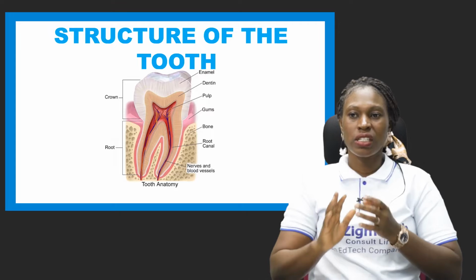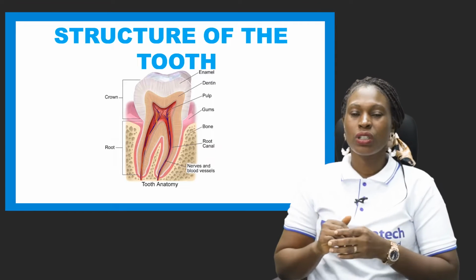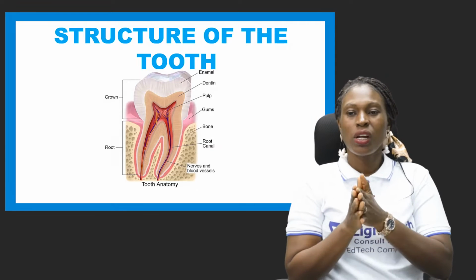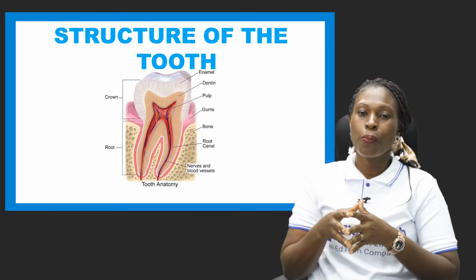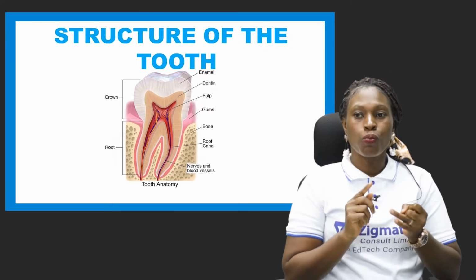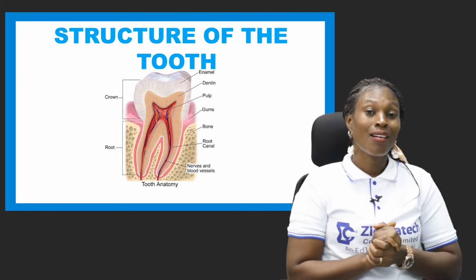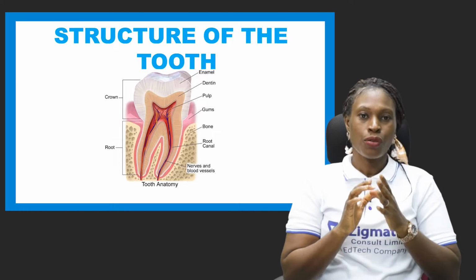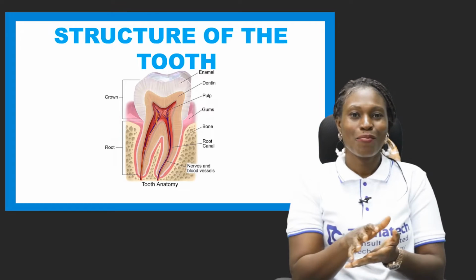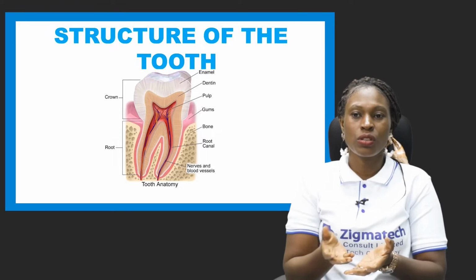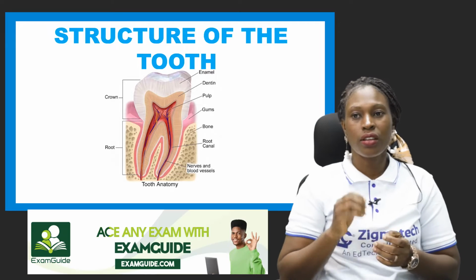Now, the structure of the teeth, what the teeth look like. We're going to look at some of them, but this is what the tooth looks like. Looking at the tooth anatomy here, we have the enamel, the dentin, the pulp, the gums, the bone, the root canal, the nerves and blood vessels, the crown, and the root. This is what your tooth looks like. That's the structure of the teeth.